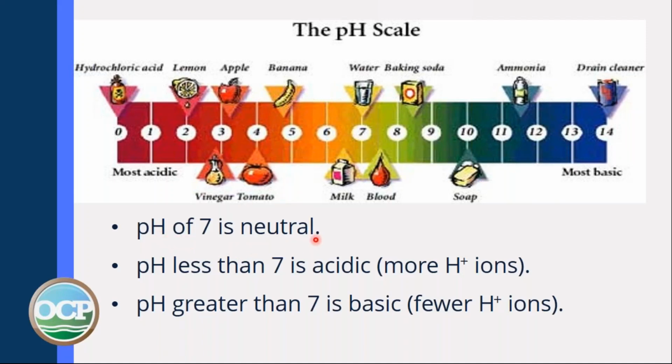Again, pH of 7 is neutral. Any pH less than 7 is acidic and has more hydrogen ions. pH greater than 7 are basic. They have fewer hydrogen ions.